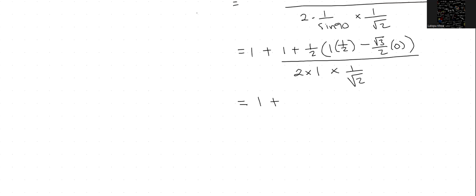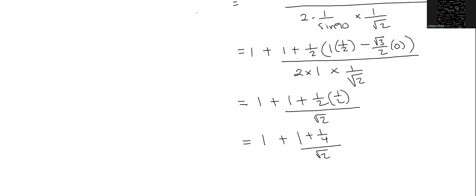So this is 1 plus a half. Here we have a half. 2 times 1 over square root of 2 is square root of 2. This is 1 plus a quarter with the square root of 2. And this is 1 plus 1/4. This is 5 over 4 over the square root of 2.